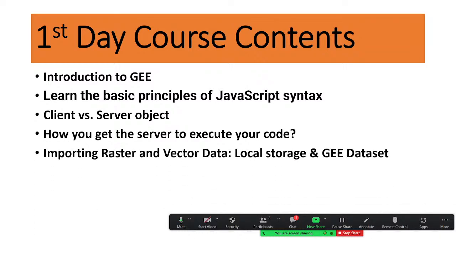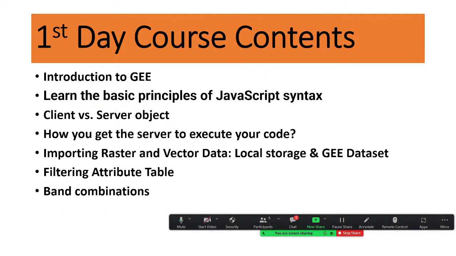Then how to import your own raster or vector data. Suppose you have any raster or vector data, then you can easily import this raster or vector data into the Google Earth Engine platform and work with it. We also discuss these things. Then how to filter the attribute table in the Google Earth Engine platform. We also try to discuss this.